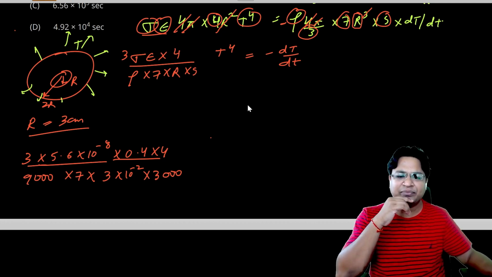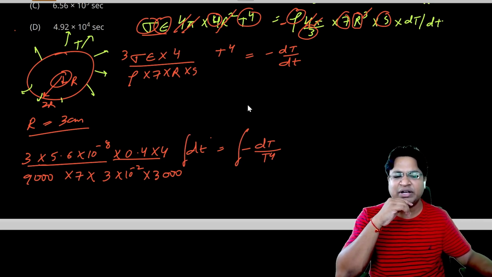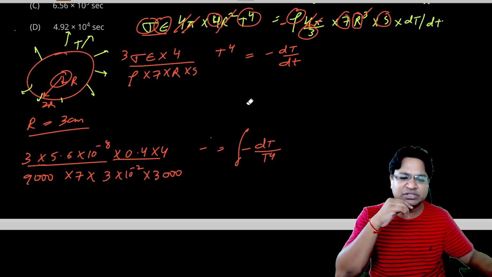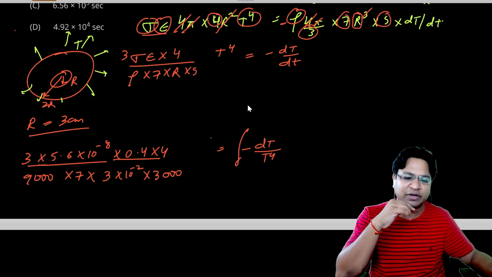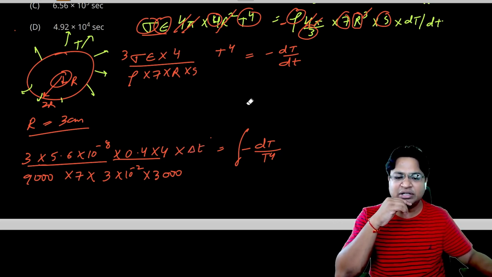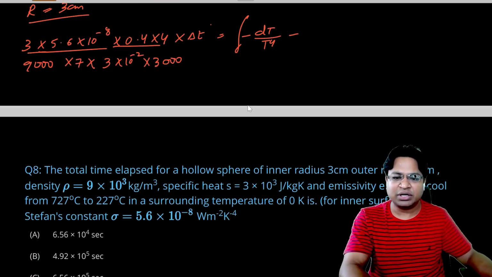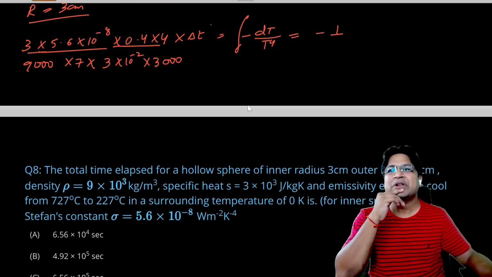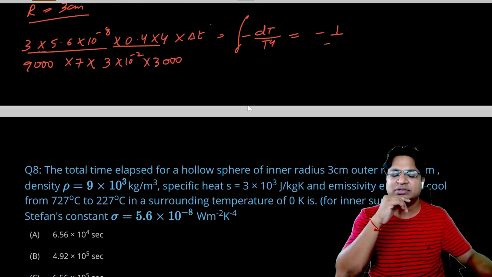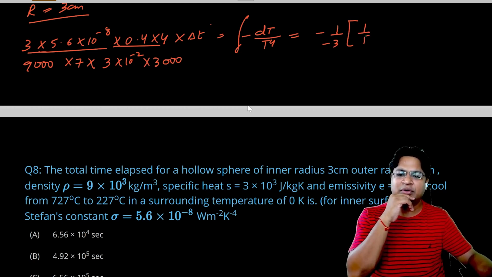So I will bring dt here and then minus dT by T raised to power 4. When I integrate this on the left hand side, it will simply be delta T, and that is what we are trying to find out. On the right hand side, the integration will turn out to be minus 1 upon T raised to the power minus 4 plus 1, so minus 3. It will become T raised to power minus 3 divided by minus 3, and then 1 upon T cube.